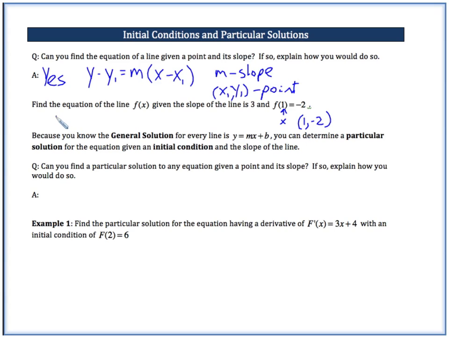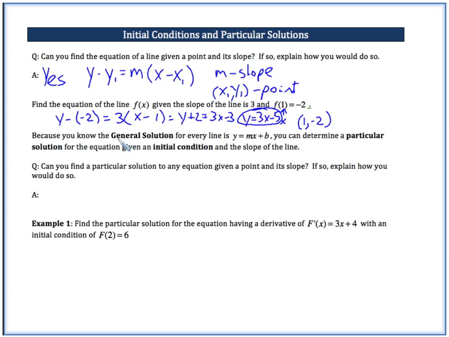So what I do is plug it into my formula. y minus y sub 1 equals the slope 3 times x minus x sub 1, which was 1. And then you would just solve this. So you'd get y plus 2 equals 3x minus 3. And then probably subtract over the 2, and you'd get y equals 3x minus 5. Okay, so that's total review there.